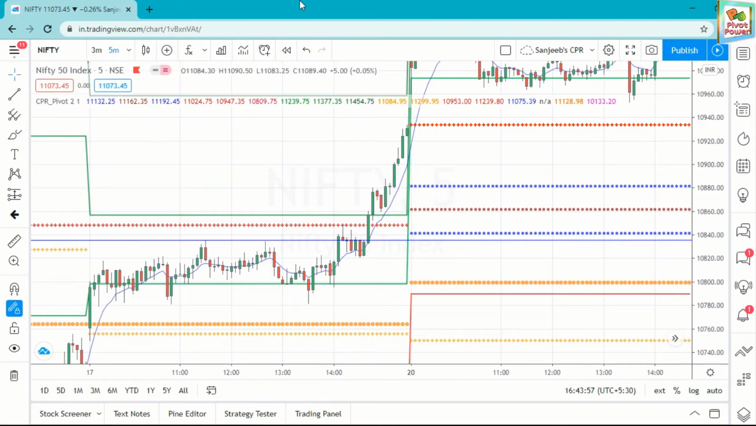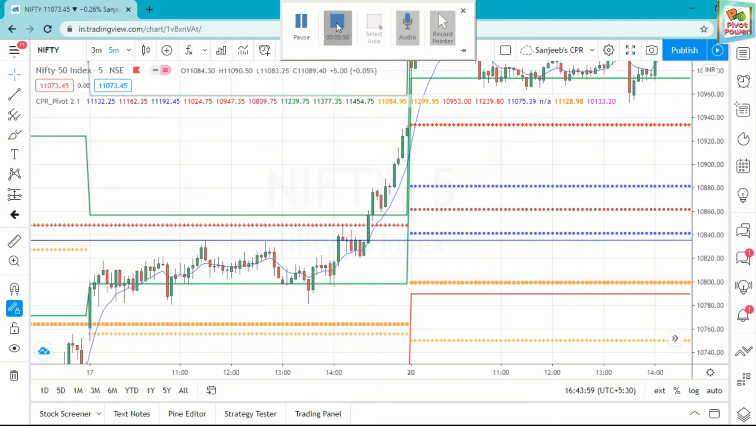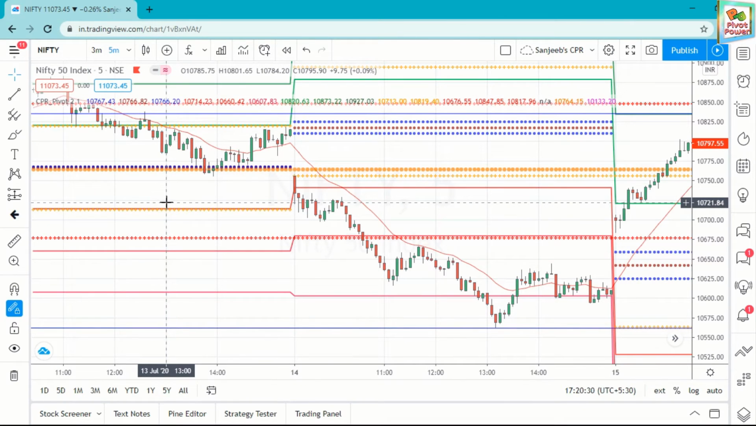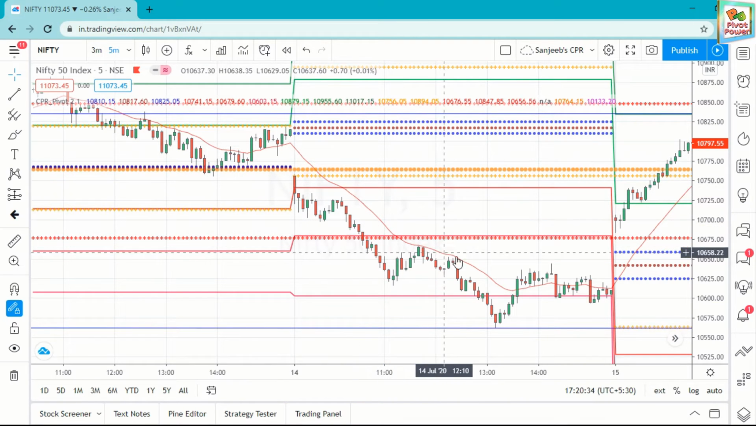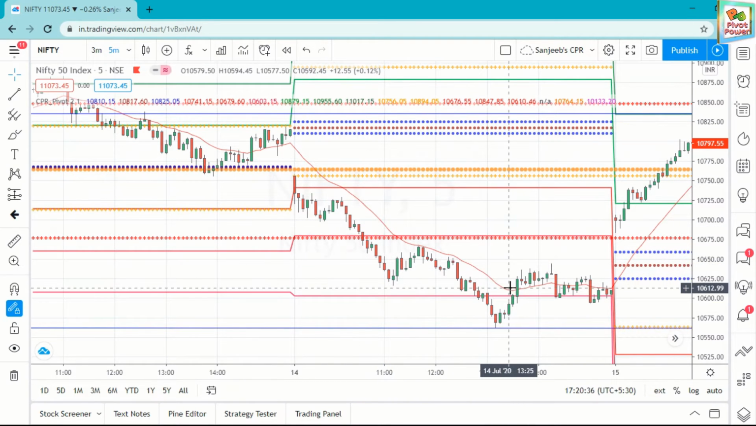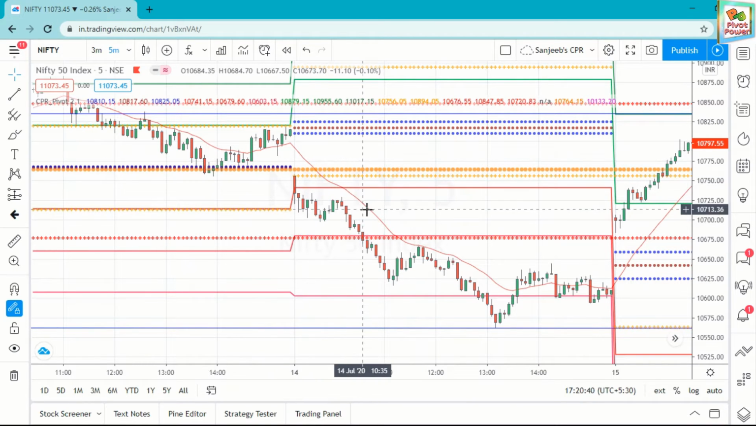Okay, let's go for the 20 moving average. Let's see the 20 EMA. The red color line is the 20 EMA, the 20 exponential moving average. This strategy worked very well on a trending day.